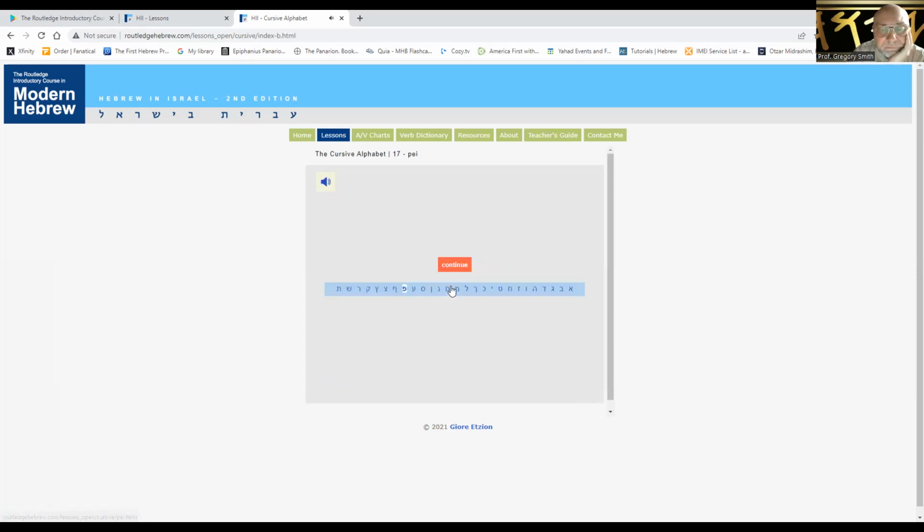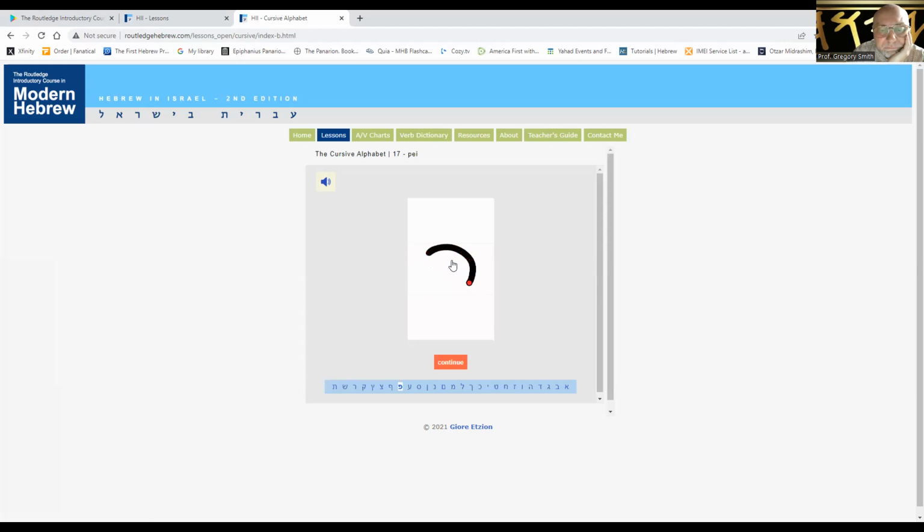Ayin. That's a totally different letter, it looks like. Pei. Oh my goodness, look at that. Pei Sofit. That looks nothing like a Tzadi. Tzadi. That one looks nothing like Tzadi Sofit. Tzadi Sofit.